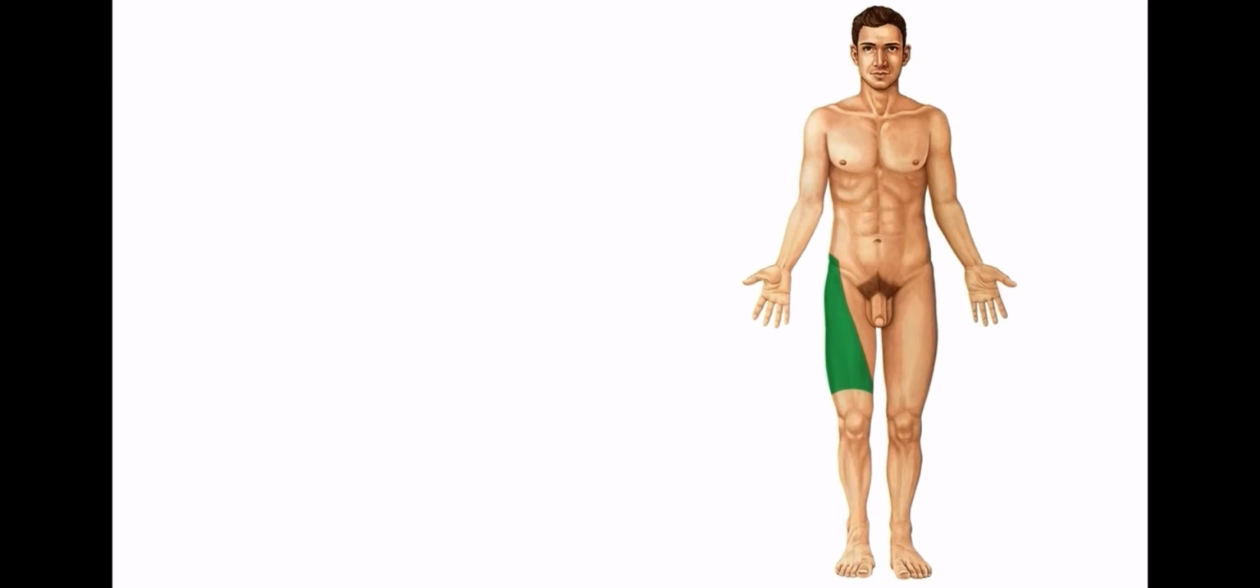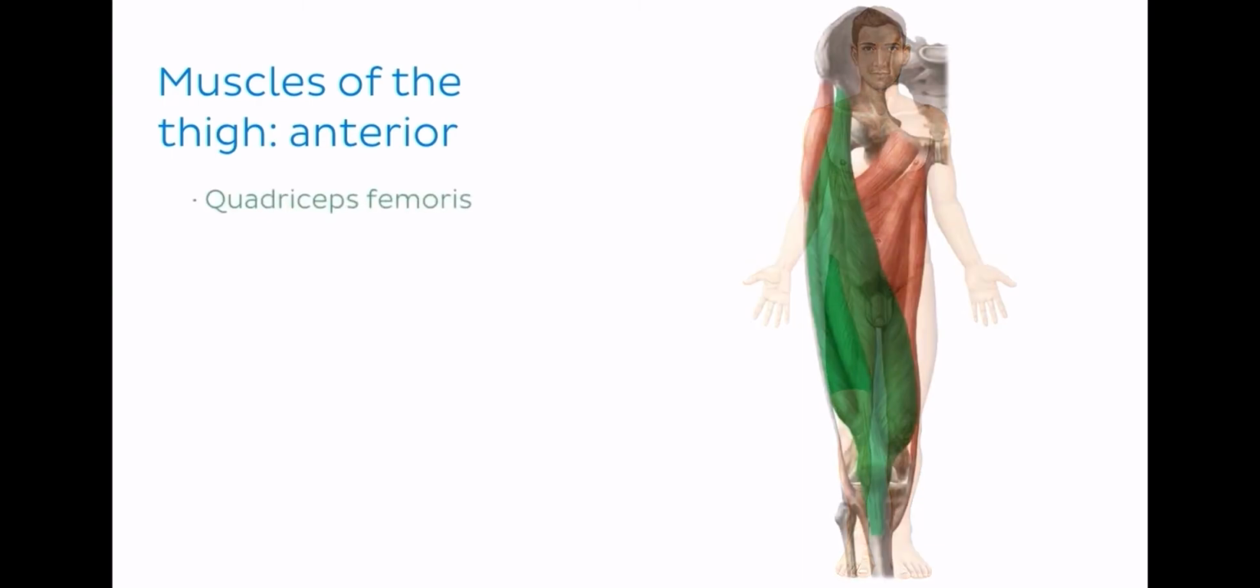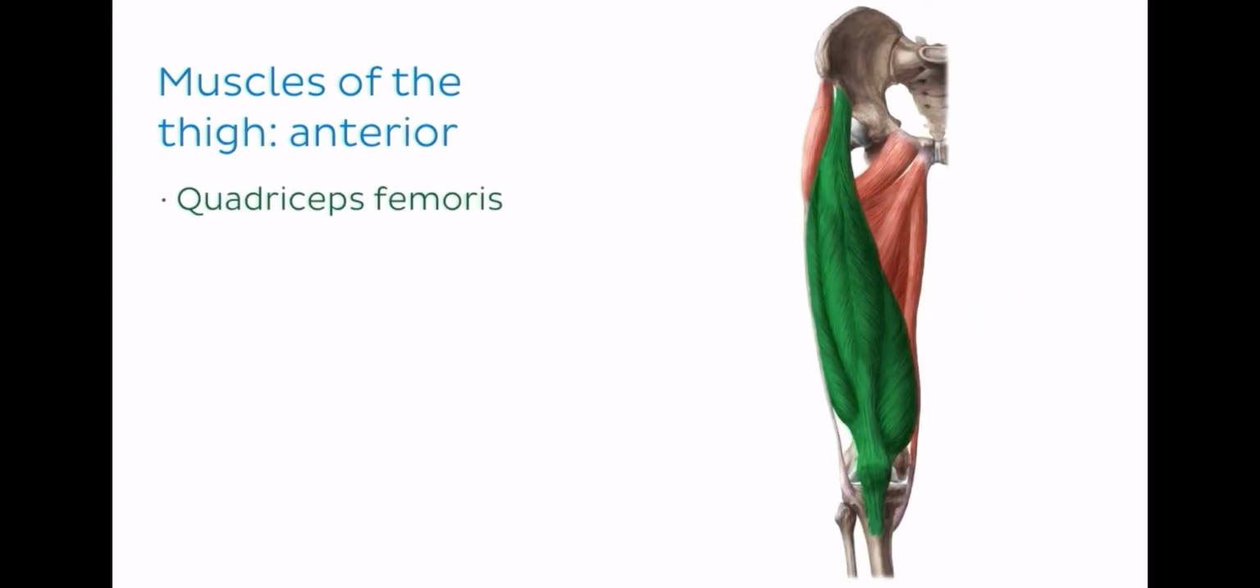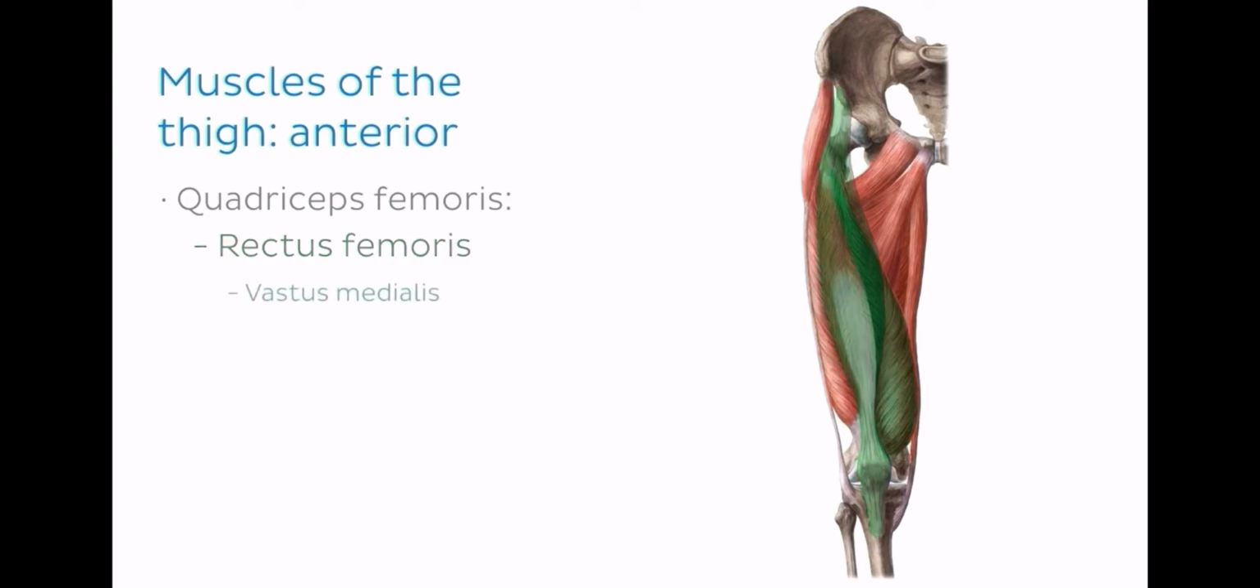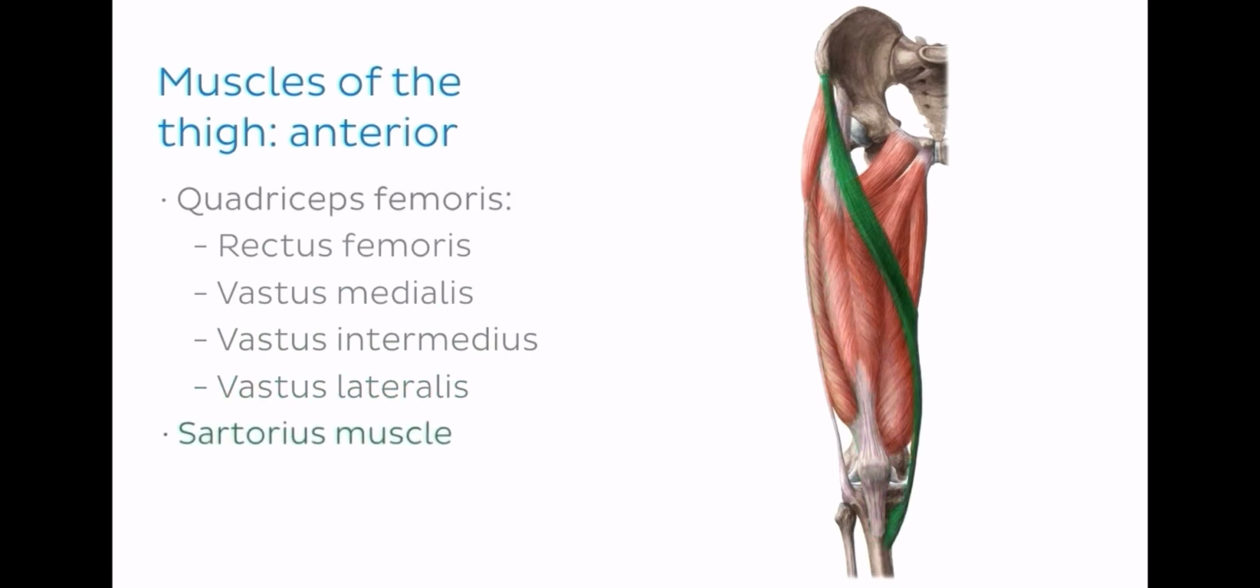We talked about the muscles of the anterior thigh, which included the quadriceps femoris, which is one of the strongest muscles of the body and contains four muscles: rectus femoris, the vastus medialis, the vastus intermedius, the vastus lateralis. And we also talked about the sartorius muscle, which is one of the longest muscles in the body.